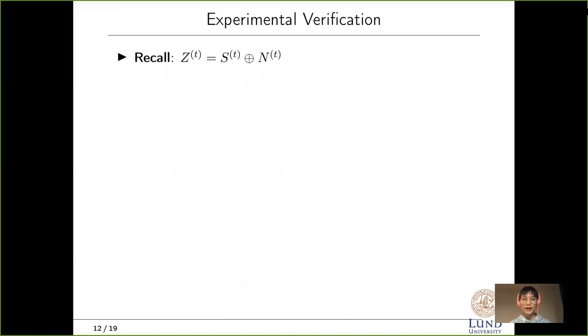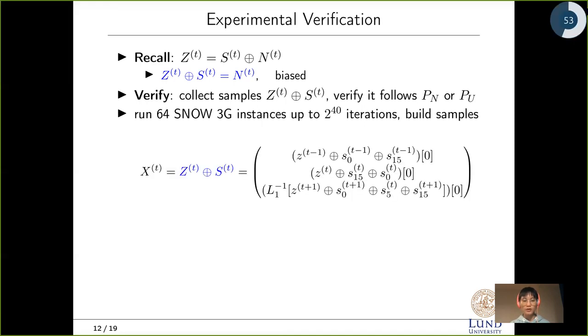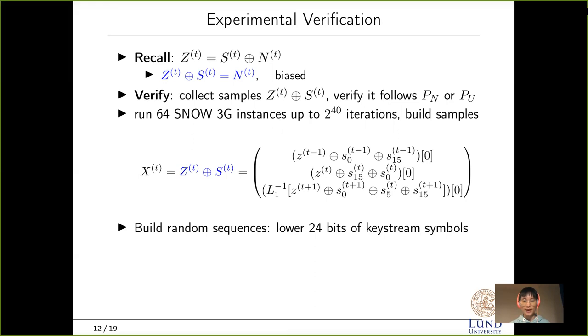Recall that Zt equals St XOR Nt. And if we XOR Zt and Sg, the result would be Nt, which would be biased. So we can collect many samples of Zt XOR Sg and verify if this sample sequence follows the noise distribution or the uniform distribution. So we have run 64 SNOW3G instances, each up to 2 to the power of 40 iterations. In each iteration, we build a sample Xt by XORing Zt and Sg, whose detail is given in the bracket. At the same time, we also build random sequences by collecting the lower 24 bits of the keystream symbols. Then for each of these sequences, either the sample sequence or the random sequence, we check which distribution it follows.